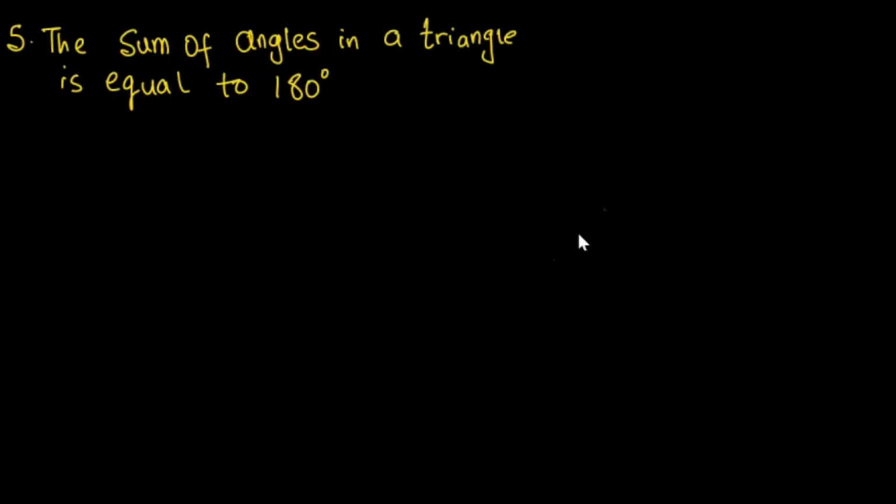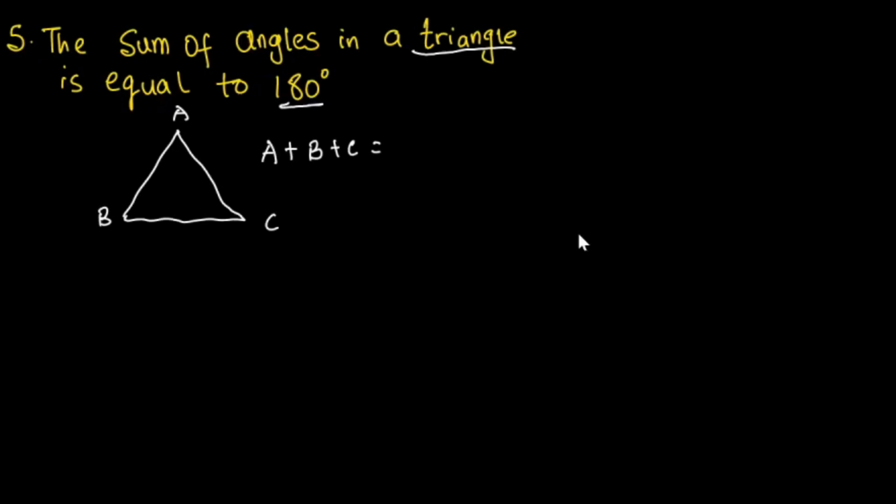Lastly, one of the important facts you ought to know is that the sum of the angles in a triangle is equal to 180 degrees, irrespective of how the triangle is drawn. So if we have a triangle and we have an angle here A, we have another angle here B, and then C. So if we sum up the angles A plus B plus C, it should end up giving us 180 degrees.